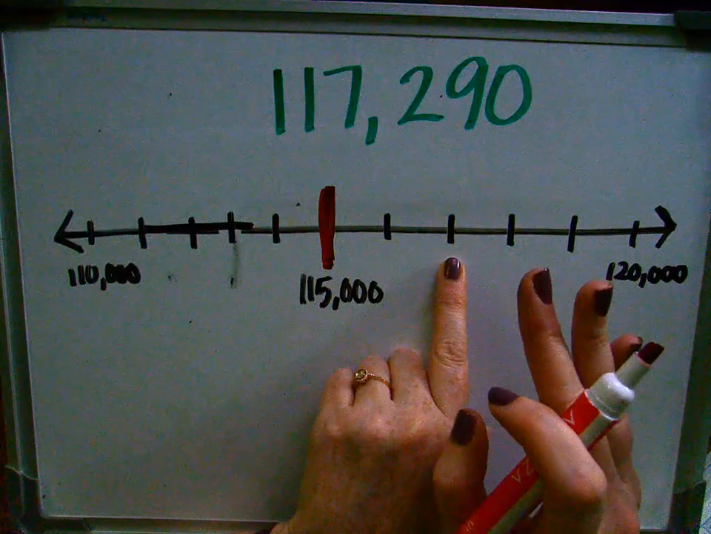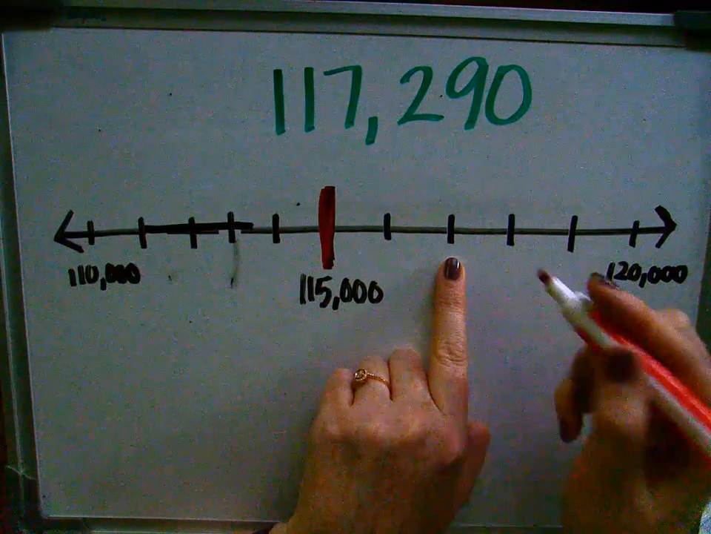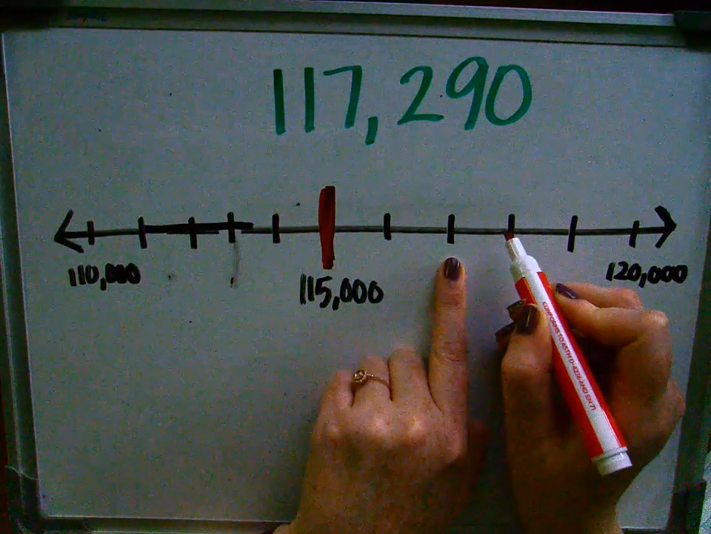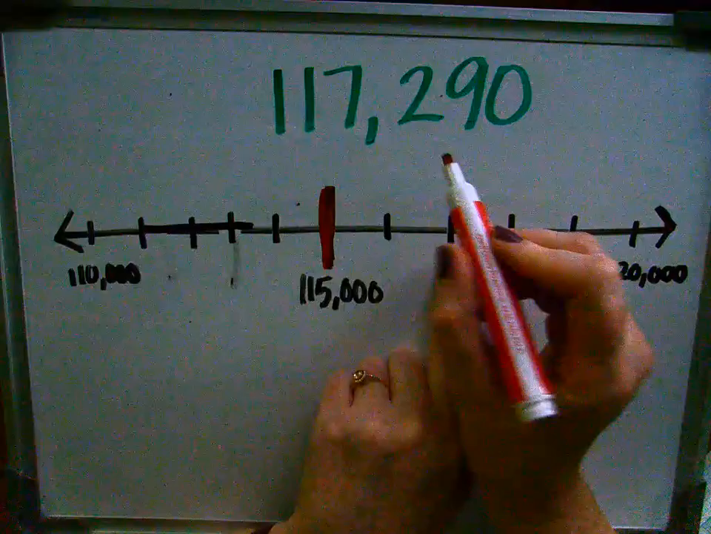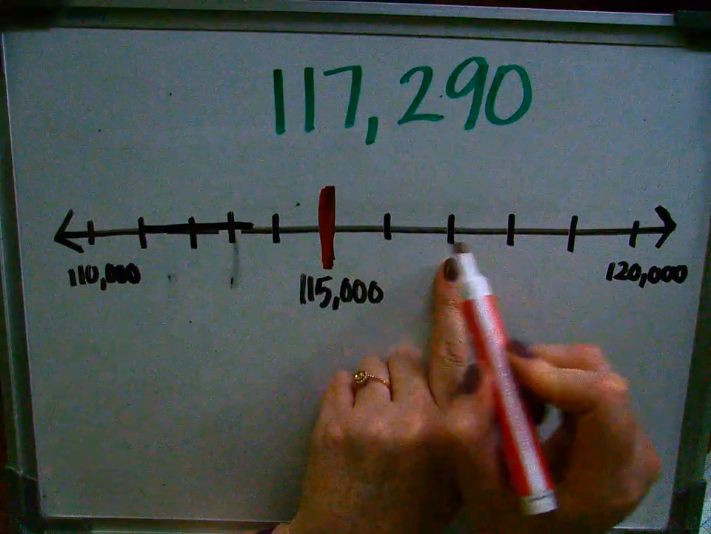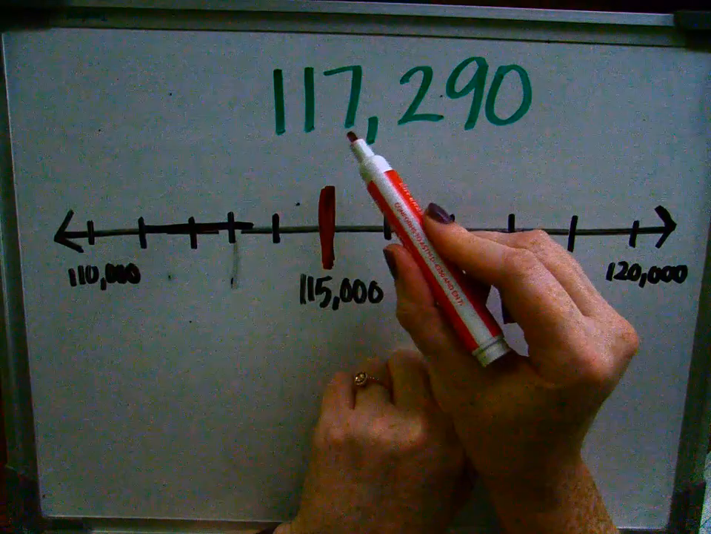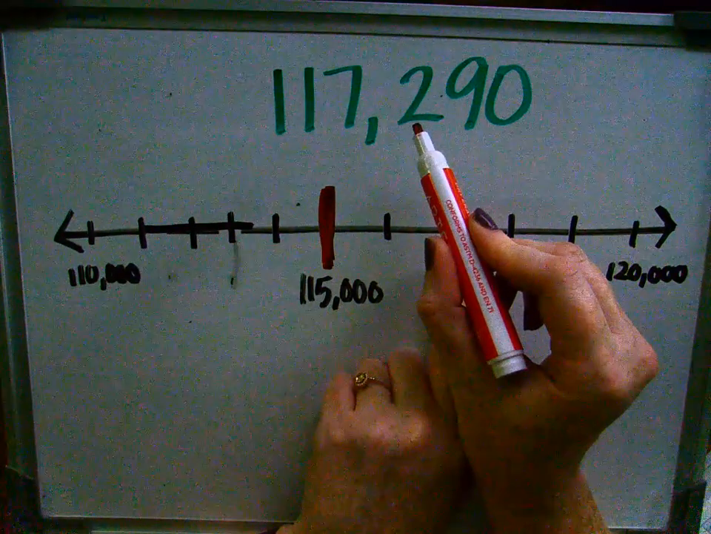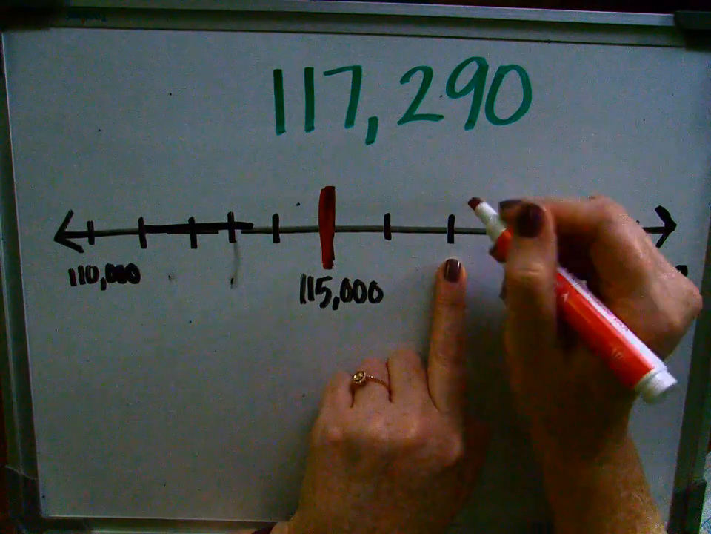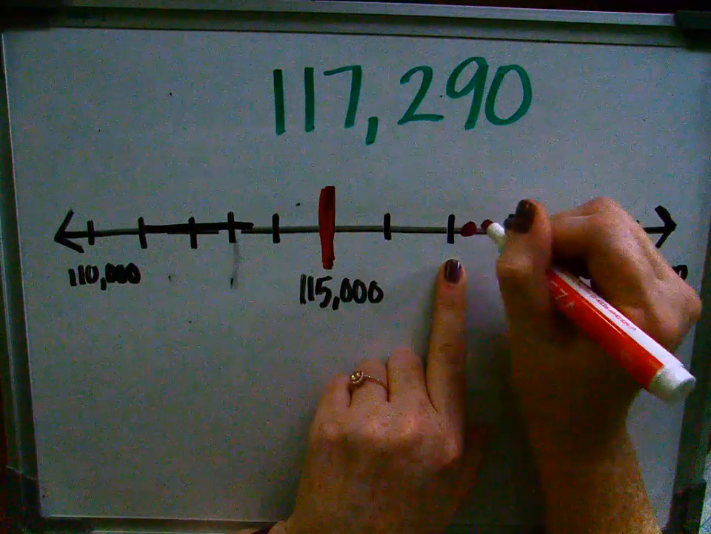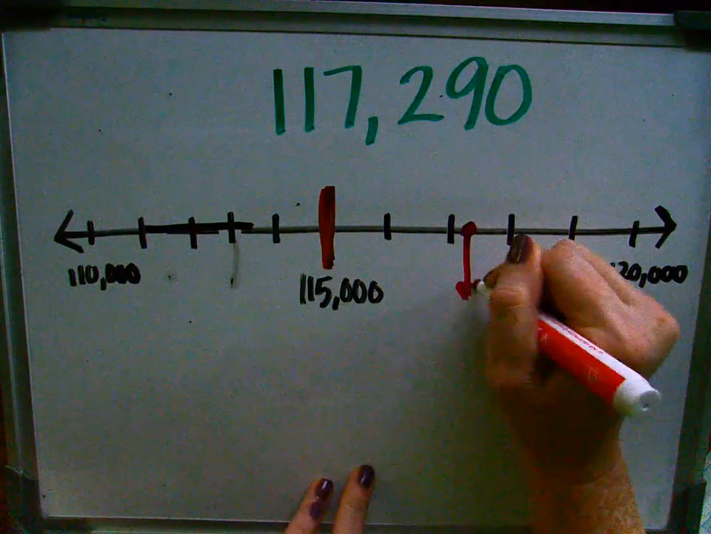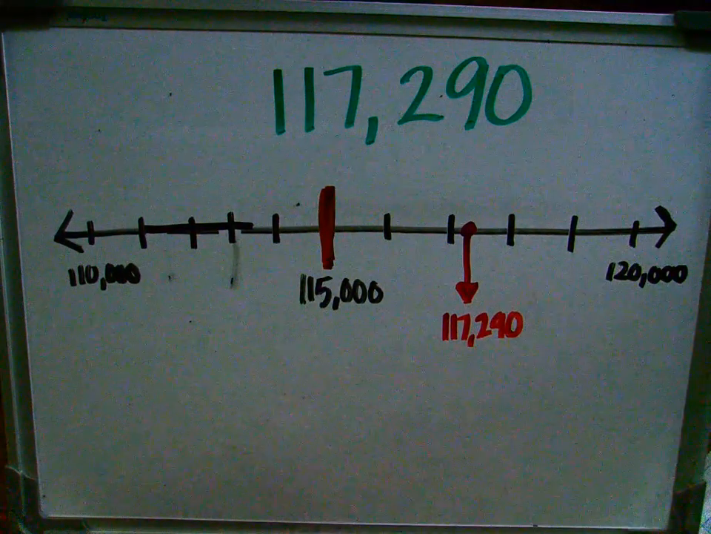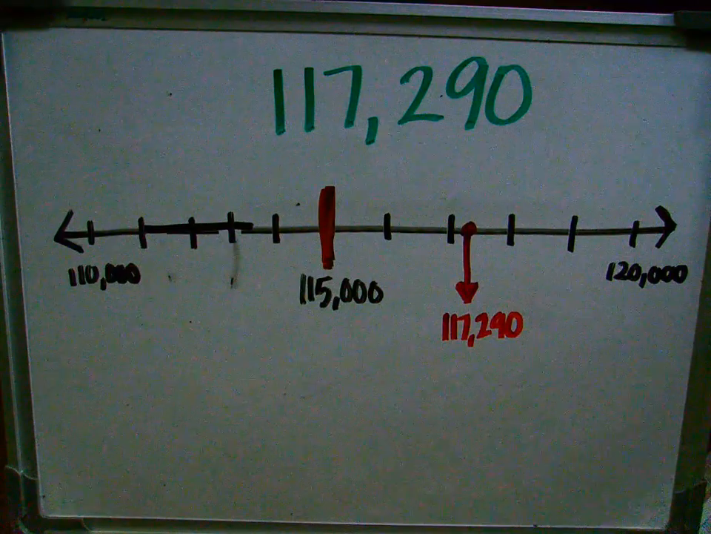Now we have to make sure that we try to approximate where it's going to go. I wouldn't want to put 117,290 really close to 118,000 because that's not right. I have to look at my thousands, because that's what's different here. If I'm going to round this, this is a 2, so I know it's not going to be closer to 118,000. It's going to be closer to 117,000. So I'm going to approximate, and I'm going to draw a little arrow, and put 117,290 right here.